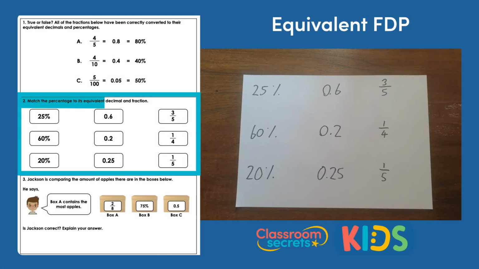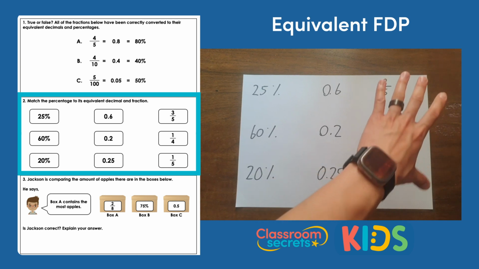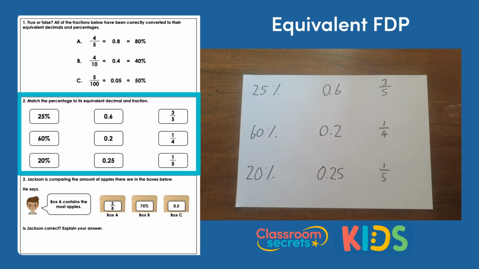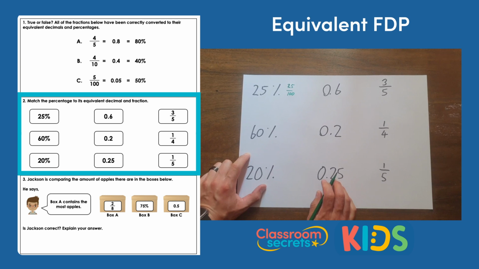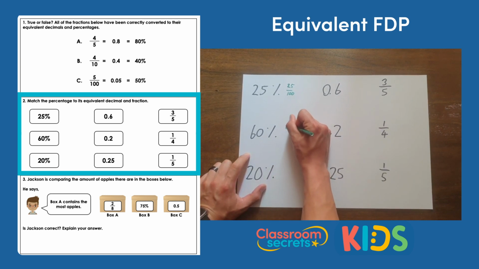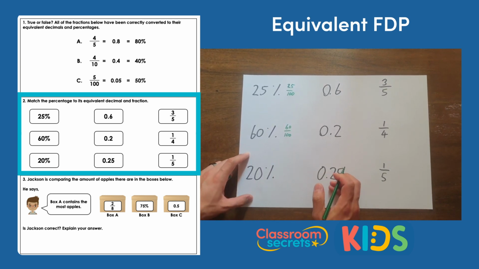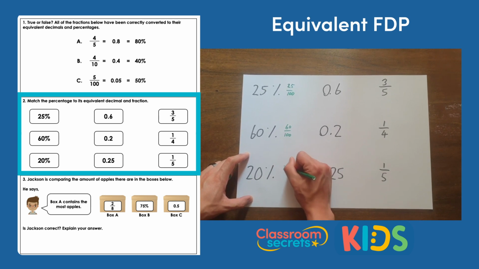This question asks us to match the percentage to its equivalent decimal and fraction. So we start with our percentages on the left here, and we need to match them to the correct decimal in the middle and then the correct fraction on the right. So in order to do this, what I'm going to do is convert the percentages into a fraction out of 100. So 25% will be 25 over 100. And 60% that will be 60 out of 100. And then 20% that will be 20 over 100.